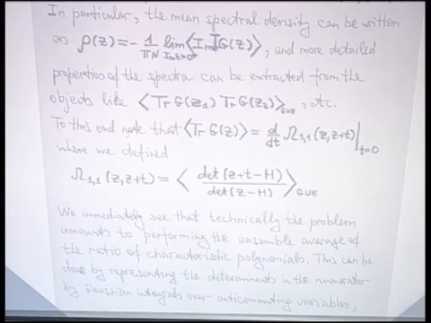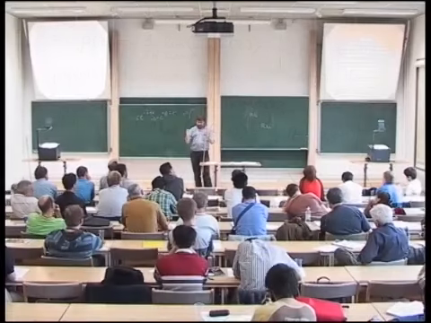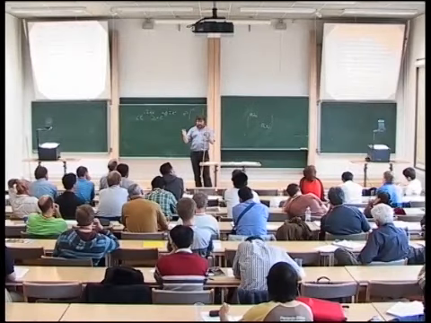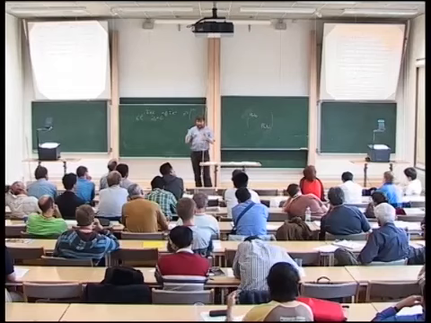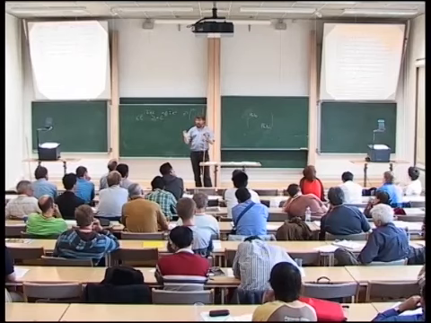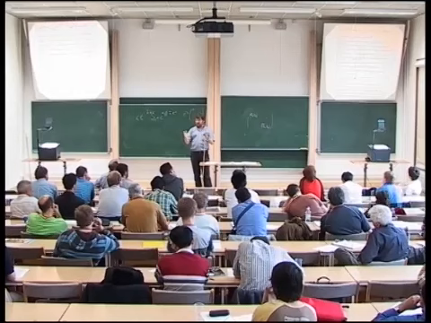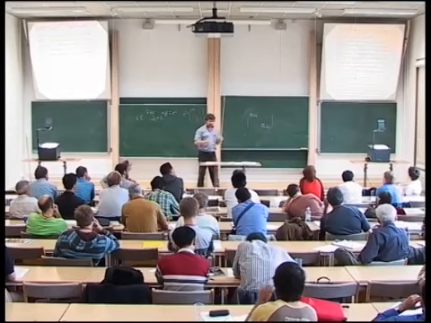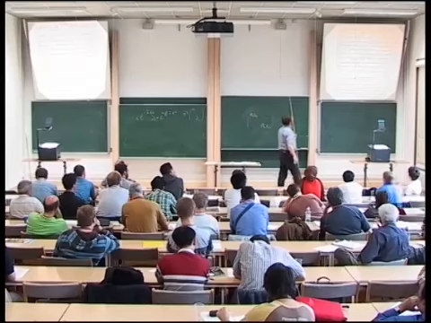What is the mean spectral density? If you integrate it over any part of the, or any interval on the real axis, you will get the mean number of eigenvalues of our random matrix in this interval. So this is the density of eigenvalues.